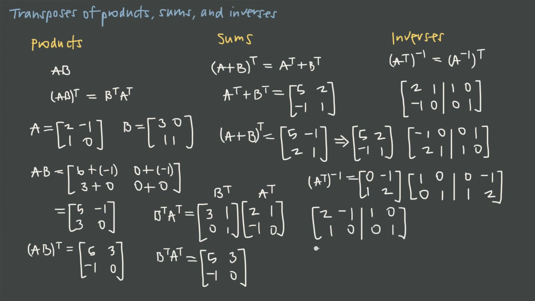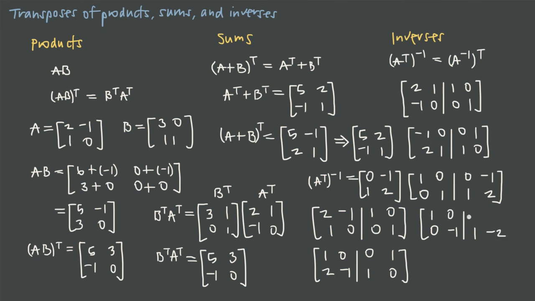If we swap rows 1 and 2, we'll get 1, 0, and then 0, 1, 2, negative 1, 1, 0. Then if we subtract 2 of the first row from the second row, we'll get 2 minus 2 times 1 is a 0. We'll get negative 1 minus 2 times 0, that's still a negative 1. We'll get 1 minus 2 times 0, that's still a 1. And 0 minus 2 times 1 is 0 minus 2, or negative 2.